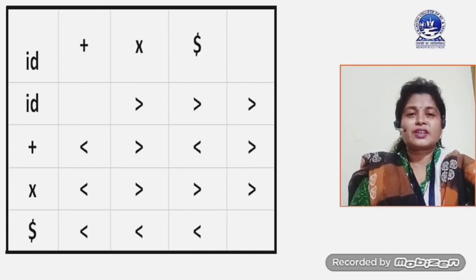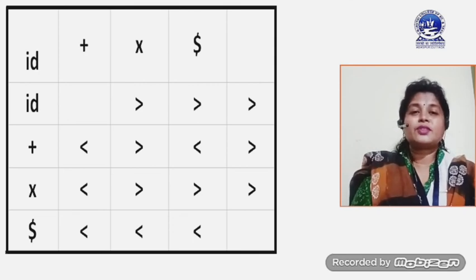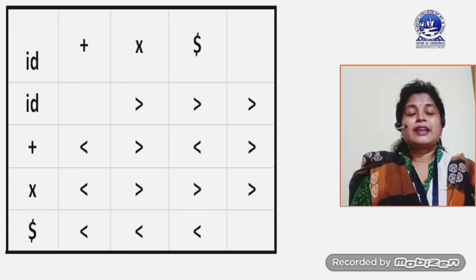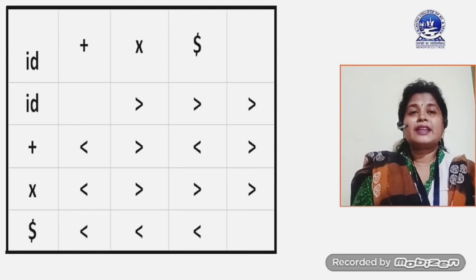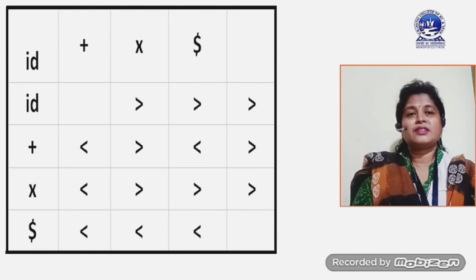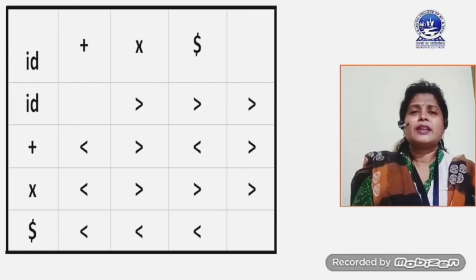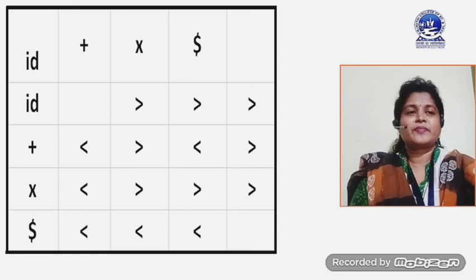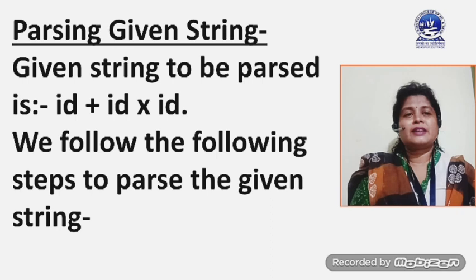Here we have constructed the table for the given input string, and here we have used the symbols id, plus, multiplication and dollar as the heading, and also we are taking id, plus, multiplication and dollar in the column. We are comparing id with plus symbol, id with multiplication symbol, id with dollar symbol, and in a similar way plus with plus, plus with multiplication, plus with dollar, in this way.